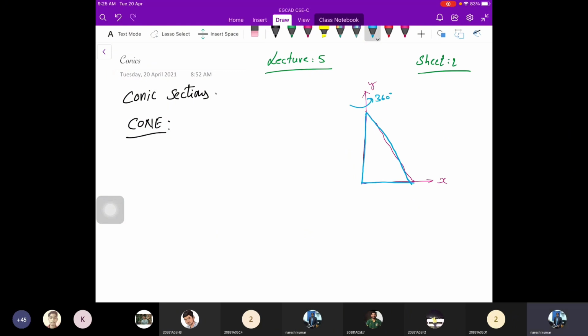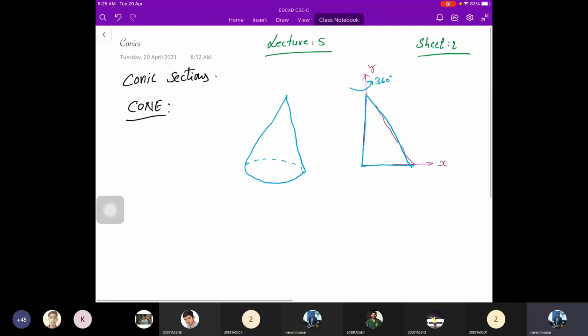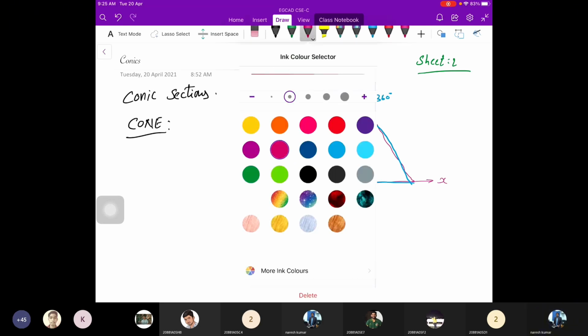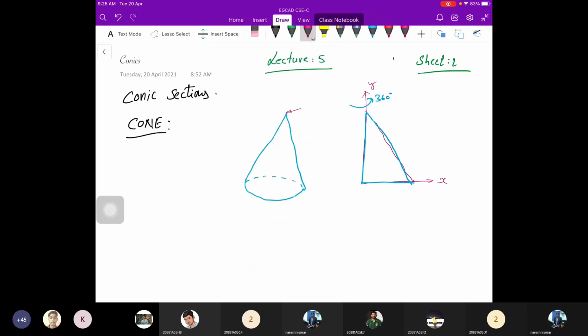the solid will be formed, that is like this. So this is a cone and this is a dotted line. Dotted line indicates hidden lines. So for a cone we have a top point, this one, which is called the apex. The top point is called apex, and this lower portion is called base.